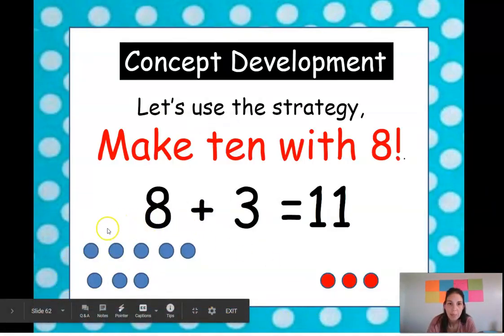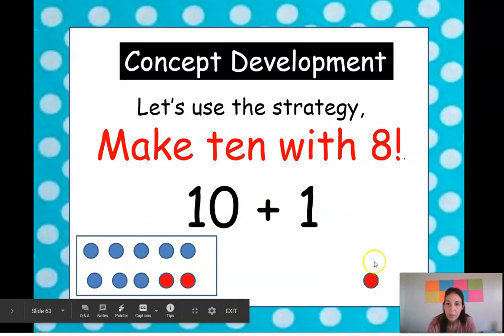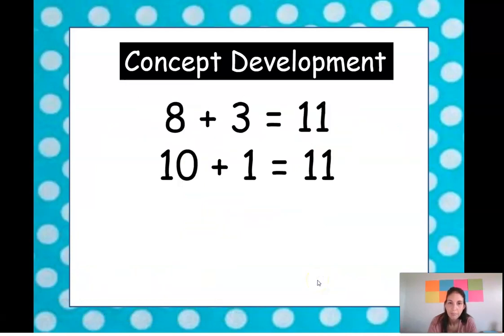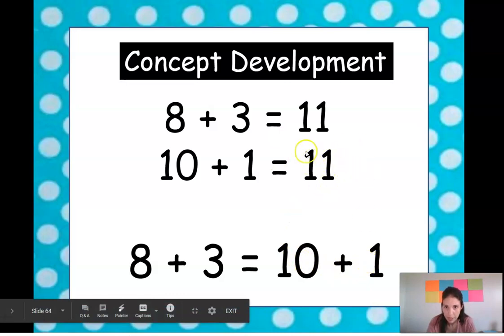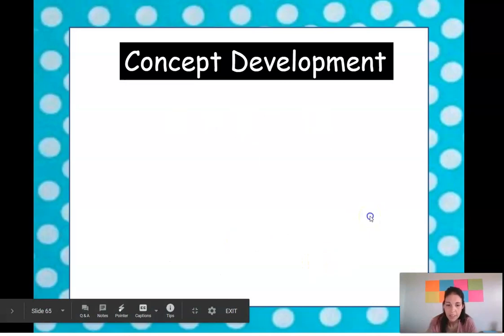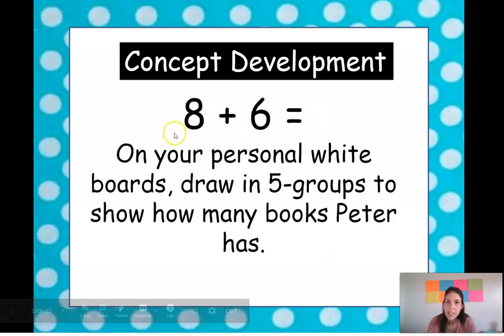Okay, so they did the same thing that we did. We did 8 and we did 3. And then we brought 2 over here. We had 10 plus 1. Same thing that we did. So 8 plus 3 equals 11. 10 plus 1 equals 11. So these two equations equal. They are the same value because they both equal 11. So they are equal.